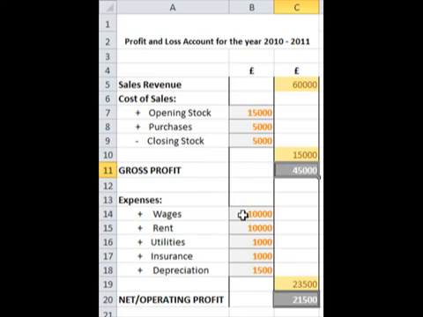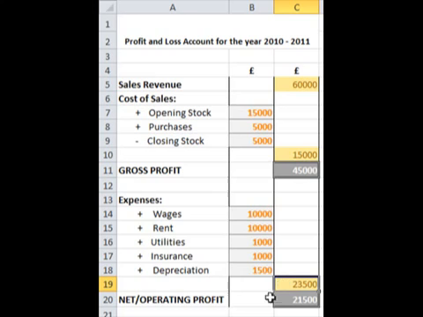Our expenses are listed here, such as wages, £10,000, rent, £10,000, utilities, £1,000, insurance, £1,000, and depreciation, £1,500. These are all added together to get our total expenses in this yellow box here, which for this example is £23,500.